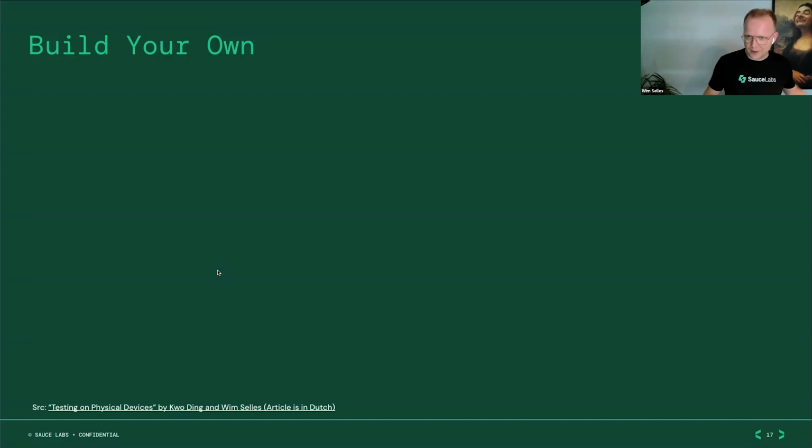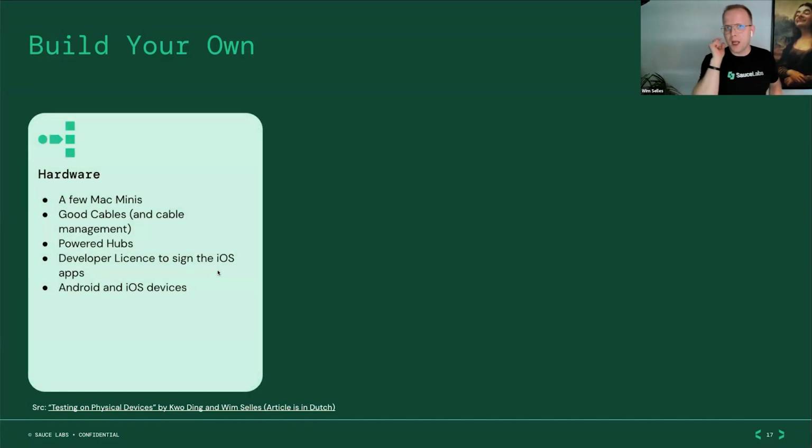Building your own environment to run your test cases on. If I could do it again, awesome. The first thing you start with is basically just hardware. If you build your own and focus also on mobile devices, you need to have a few Mac Minis. Why? Well, Apple. All automation for interaction with Apple devices needs to be done through Mac Minis.